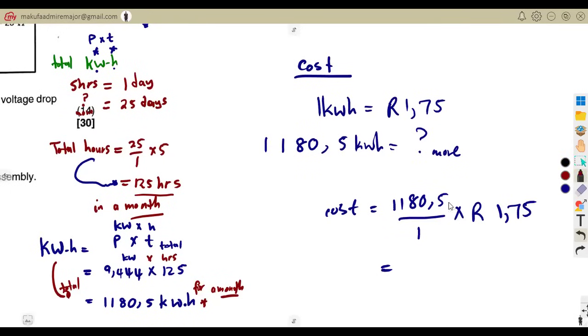So remember, this was kilowatt hour. So definitely kilowatt hours is what? You've cancelled there. So you just remain with the total cost at the end. And this was going to give us 2,065.875, which is going to change this into 88. Remember, you're talking of money, where you're supposed to round to 2 decimal places. So that was going to be our total cost for that month.